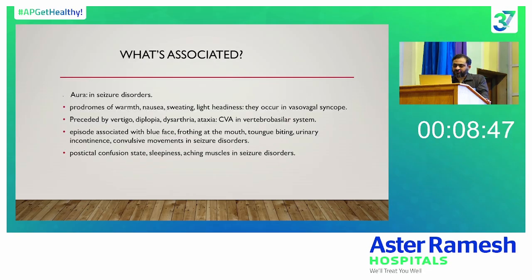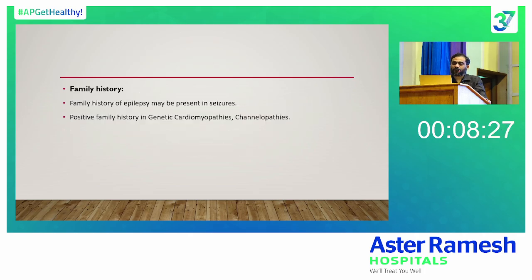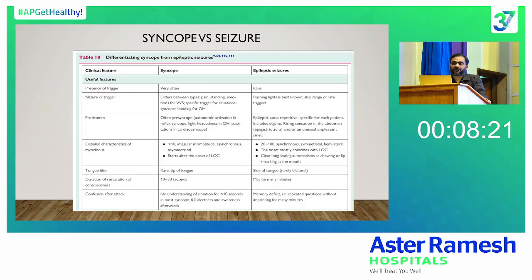See what is associated. Aura is associated with seizure disorders, especially complex partial disorders. Several prodromes can be seen with vasovagal syncope. With CVAs, in the posterior CVAs, we can have symptoms like vertigo, diplopia, and post-ictal confusion state is more associated with a neurological thing. Family history is very important, especially when you are considering genetic cardiomyopathies and channelopathies.